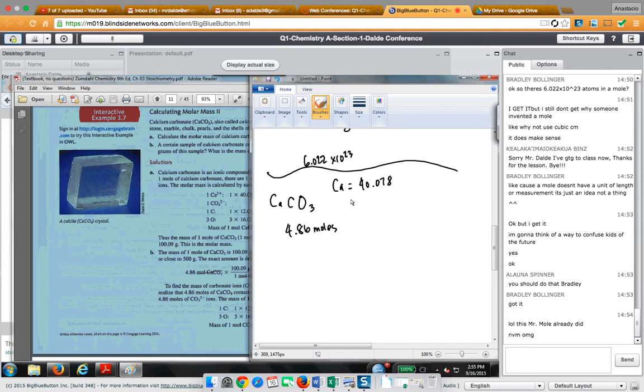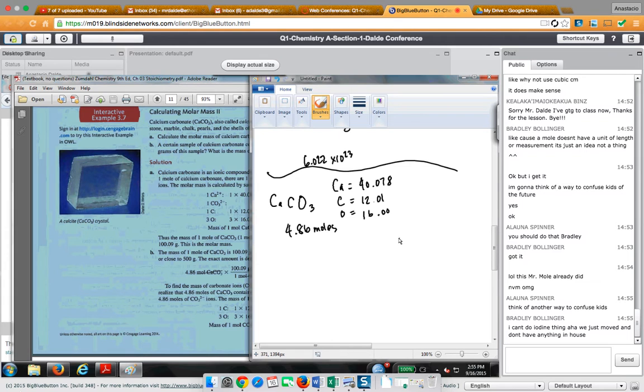Carbon we know as 12.01. And oxygen, do you guys have that memorized? 16. After a while, you'll memorize some of these numbers, especially carbon, hydrogen, and oxygen. Those ones always come up, and maybe nitrogen.